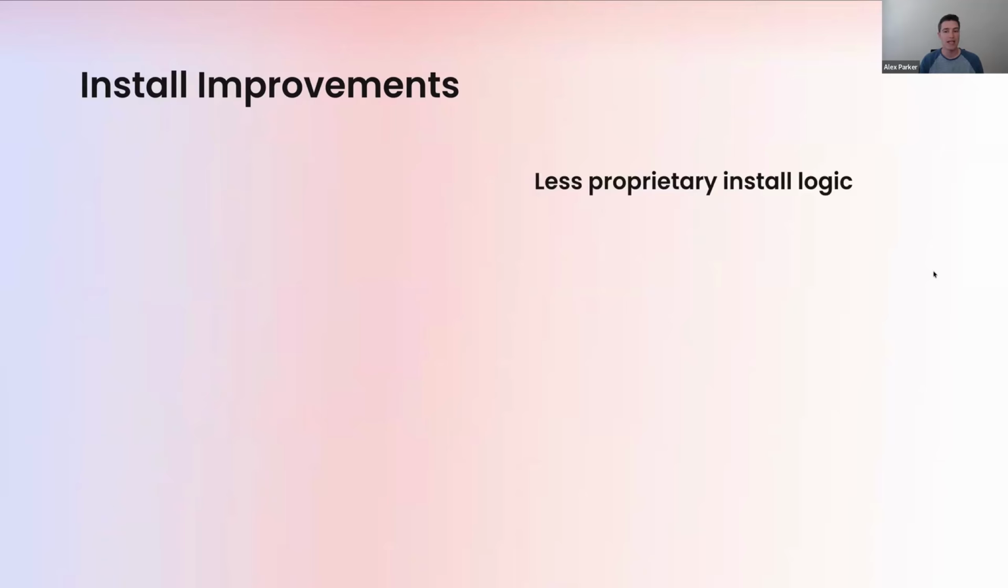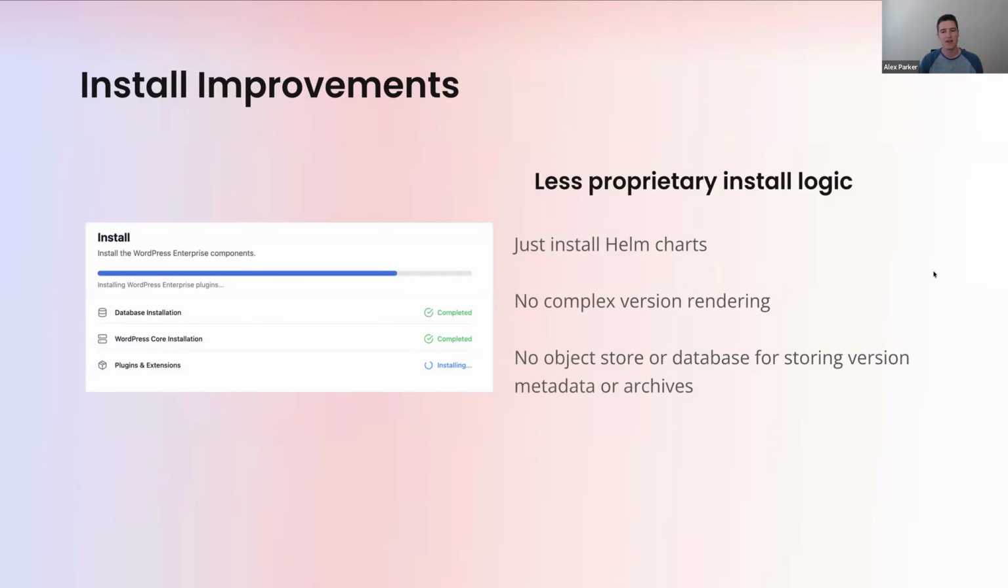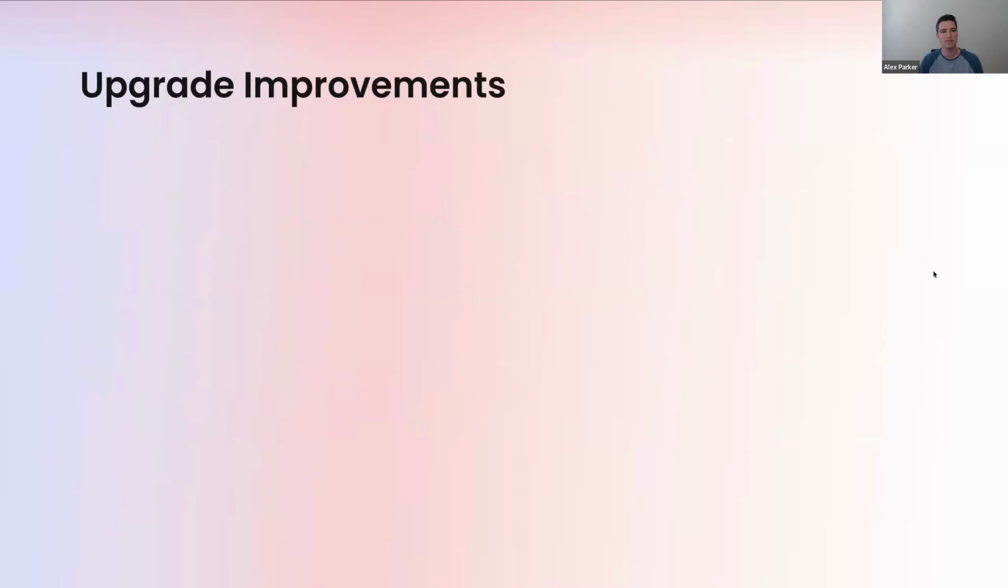We've also taken out a lot of the proprietary install logic that we had been using before through COTS. In this case, we're really just installing Helm charts. There's no complex version rendering like previous versions of Embedded Cluster had. We're not deploying an object store or a database for storing anything. We're really just storing some things in the cluster or on the host for easy access. This makes the install and upgrade process really straightforward and simple for us to orchestrate.